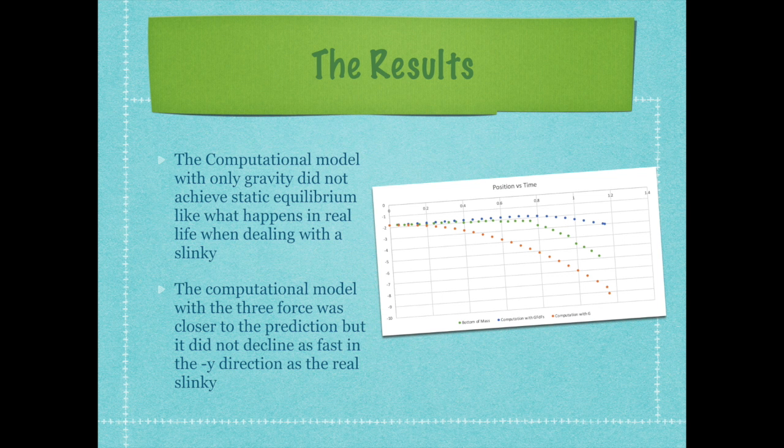So the results. The computational model with only gravity did not achieve static equilibrium, as you can see, because it just goes straight down, unlike what happens in real life when dealing with the Slinky. The computational model with the three forces was closer to the prediction, but it did not decline as fast in the negative y direction as the real Slinky. As you can see, it did have the static equilibrium, but as we started to go down, it did not decrease as much as the actual Slinky. That's probably because I used a more general equation with the minus 1 instead of using the actual length of the Slinky, because it's really hard to gauge that with such a large Slinky.